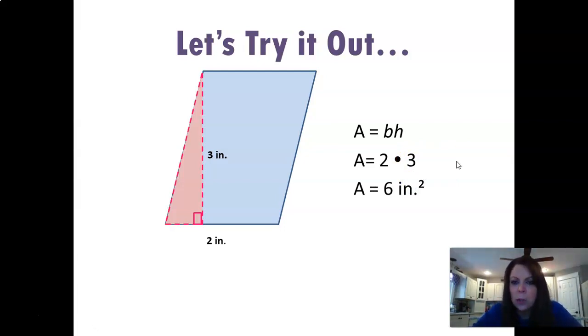Area, remember, is always going to be in square units. So you need to be sure that when you're writing down your answer that you're squaring up whatever the unit of measure is. In this case, it's inches. In other things, it could be yards or meters or whatever it is.